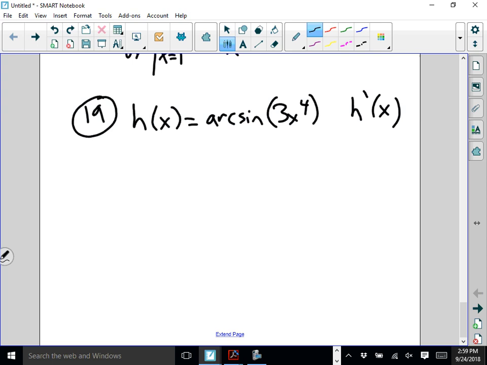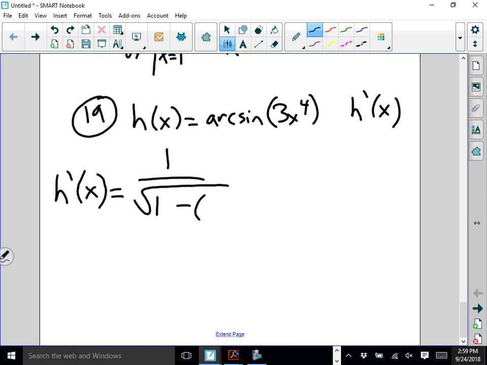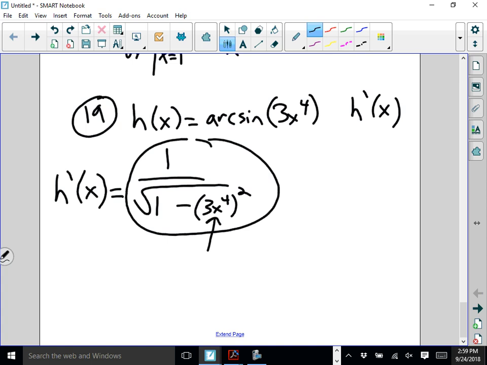But this is a chain rule problem because I have a function, 3x to the 4th, within another function, arc sine of x. So h prime of x is going to be 1 over, instead of the square root of 1 minus x squared, the square root of 1 minus 3x to the 4th squared. Right? This is the derivative of the outside with respect to the inside. And then I need to multiply by the derivative of the inside. Make sure this is not going on into the denominator, right? We're multiplying by the derivative of 3x to the 4th, which is 12x cubed.